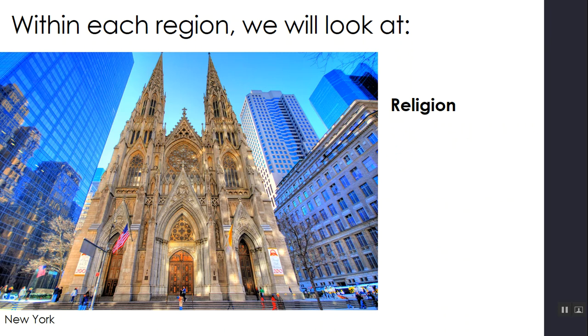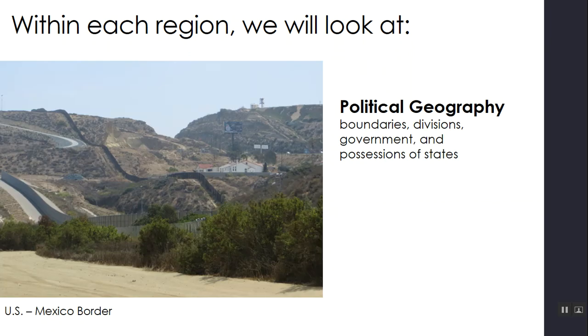We're going to look at religion. This is St. Patrick's Cathedral in New York City. Several of the regions that we look at will have a predominant religion, while there will definitely be a mix of other religions put in there, which often can affect politics in a specific region.